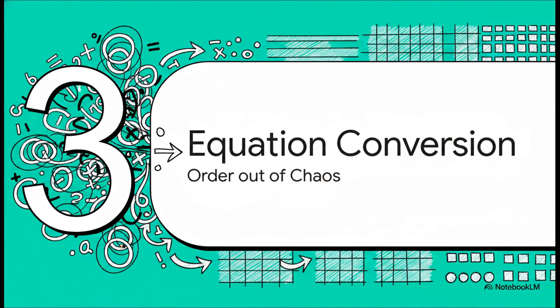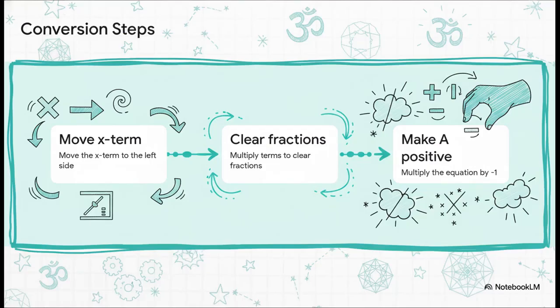Section 3. Steps for equation conversion, creating order out of chaos. So how do we actually do this? Well, here is a super simple 3-step process you're going to use every single time you need to turn a chaotic equation into standard form. Step 1, shuffle your x term over to the left side. Step 2, totally obliterate any fractions. You can think of fractions as pure math chaos, so just multiply every single term by a common denominator to wipe them out completely. And step 3, double-check that a value. If it happens to be negative, just multiply the whole equation by -1 to flip it. 3 simple steps and boom, perfect algebraic order.